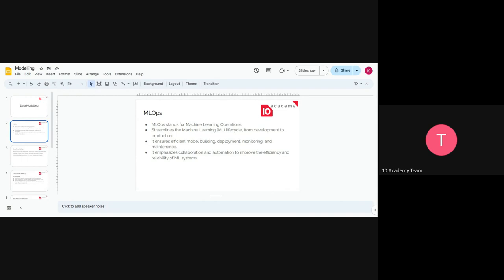So it incorporates these old components just as the DevOps operations for their development. And the main benefit is for efficient model building, deployment, and monitoring. And while you're monitoring it, you're also going to be doing some maintenance on it. So it's not just a linear process, it's more of a circular process. So it's a repetition. So you're gonna build, deploy, you're gonna monitor it, you're gonna maintain it, and so on. So it emphasizes collaboration and automation to improve the efficiency and reliability of machine learning systems.